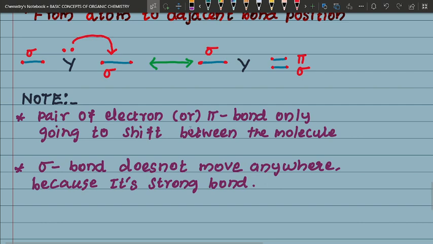Only the pair of electrons in a pi bond shifts within the molecule. Next, a sigma bond does not move anywhere from the molecule because it is a strong bond.